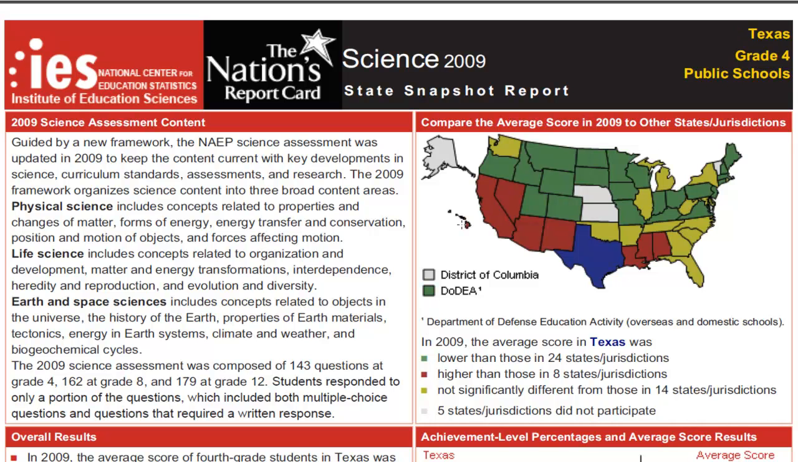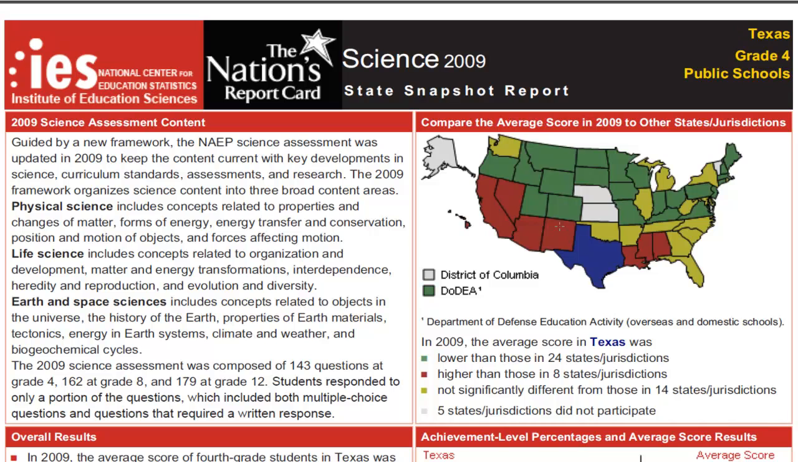I'm not going to look at this map in detail. This map's not too bad. The blue is the state that we're looking at. Texas was lower on this test than 24 states, and those are the ones in green. The states in green attained a higher level on this test than we did in Texas. And then the red states are states that we were higher than. So we were higher than these states here.